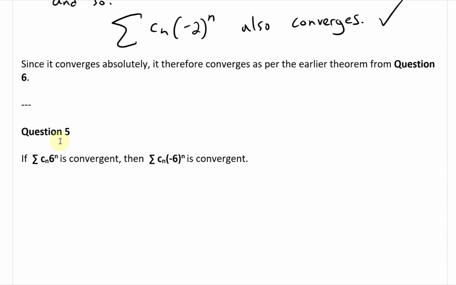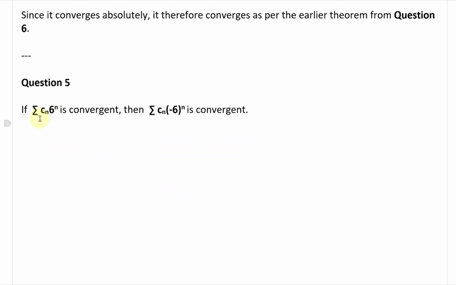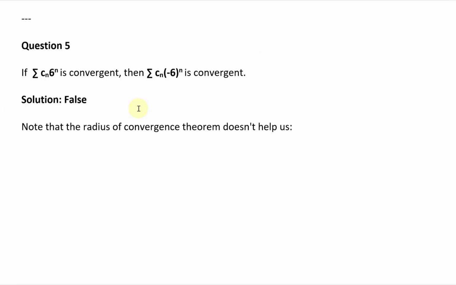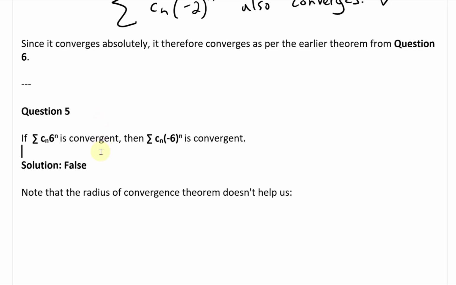So now let's take a look at question 5, and this one states: if the series summation of Cn times 6^n is convergent, then the series summation of Cn times (-6)^n is convergent. Alright, so let's take a look at the solution, and this is in fact false, and let's go over this.